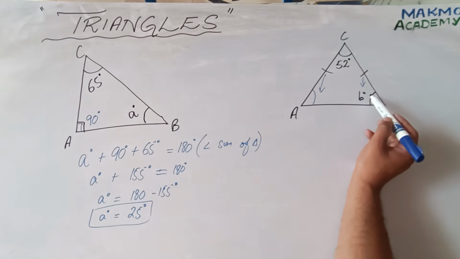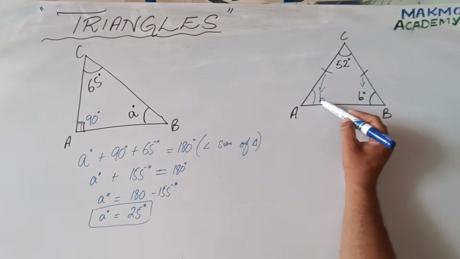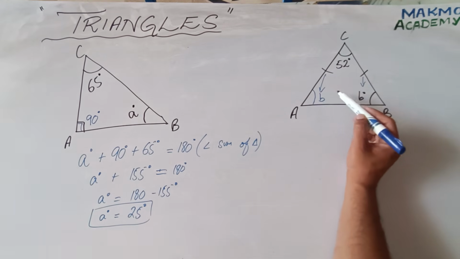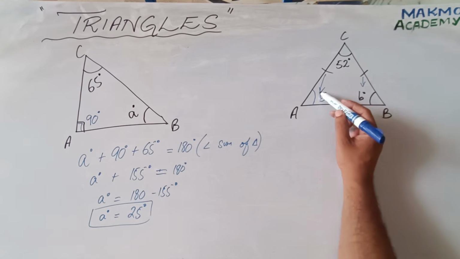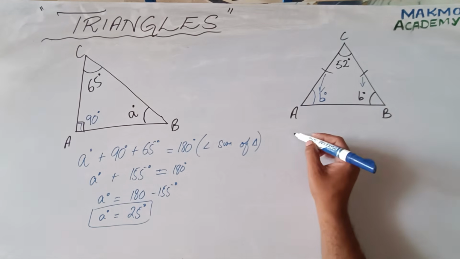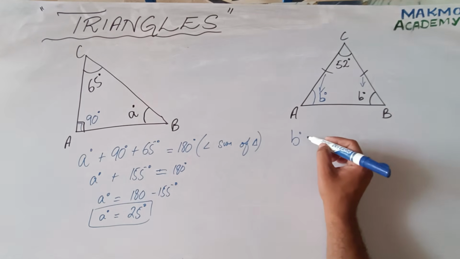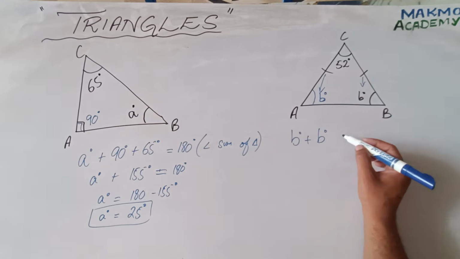So if this angle is equal to angle B, which is unknown, then whatever the size of this angle is, the size of the other angle would remain the same. So this would also be called B. We are naming both the angles B. Now let's create the equation: B plus B, because there are three angles, which is equal to 180.